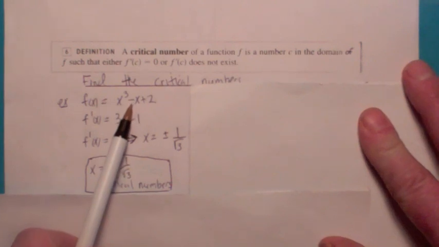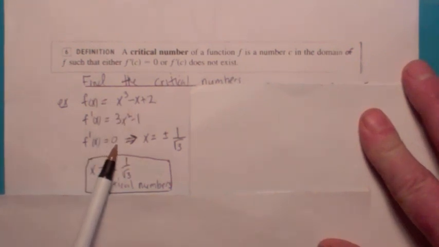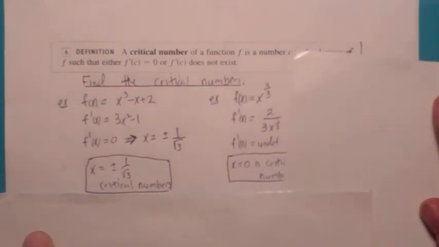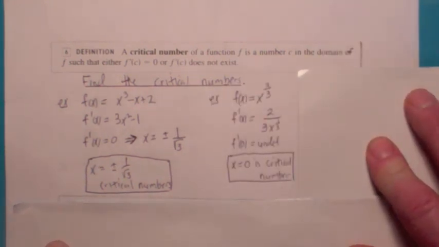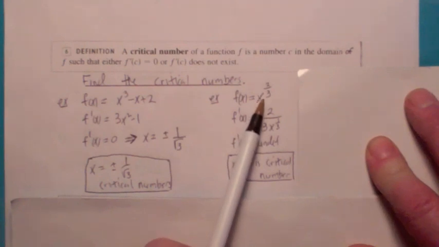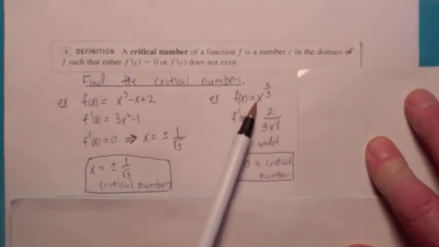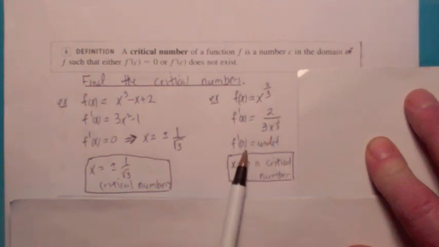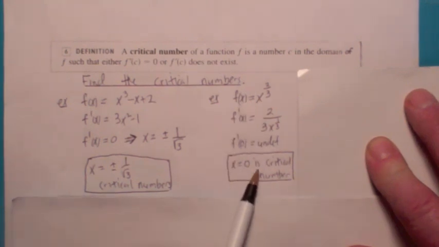How do you find the critical numbers? Well, for this function here, you take the derivative, set it equal to 0, solve for x. So plus or minus 1 over square root of 3 is a critical number. It's possible to have a critical number where the derivative is undefined. It doesn't happen that much, but it's possible. Take the derivative, set it equal to 0. Well, it's never equal to 0, but notice it's undefined when x equals 0. And f of 0 exists, so 0 is in the domain of f, so therefore it's a critical number at x equals 0.